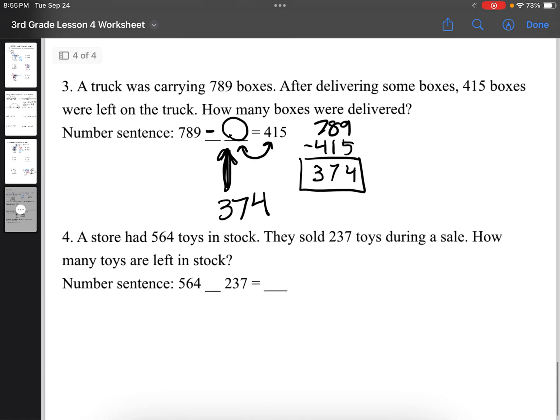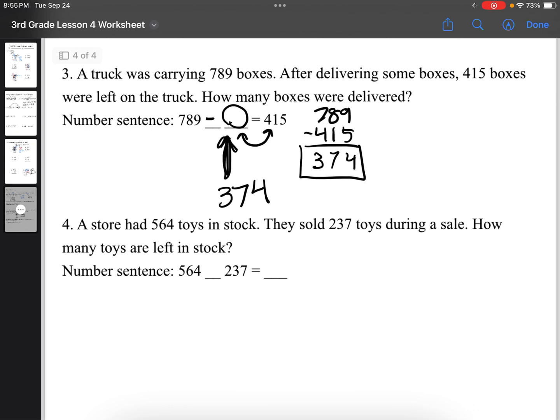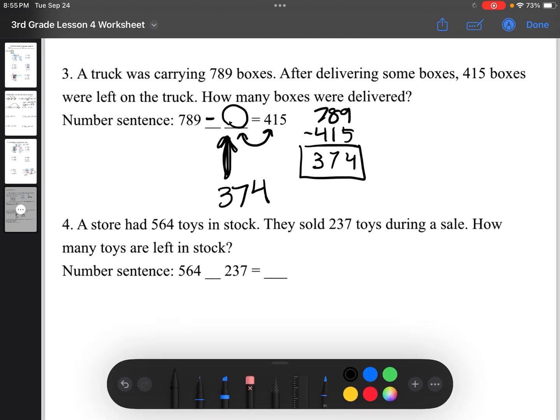We could take a look at one more here. A store had 564 toys left in stock. They sold 273 toys during a sale. How many toys are left in stock? Emphasis on sold. Once again, if it's sold, it's usually subtraction. So we could draw the minus sign, and once again, simple math.